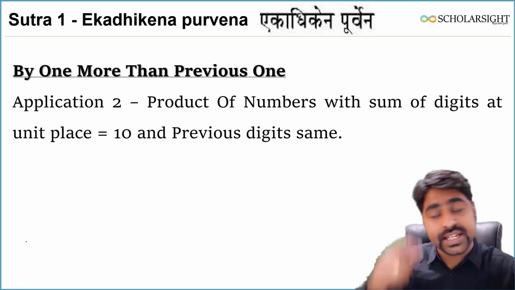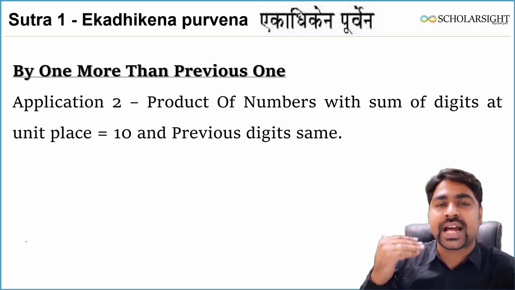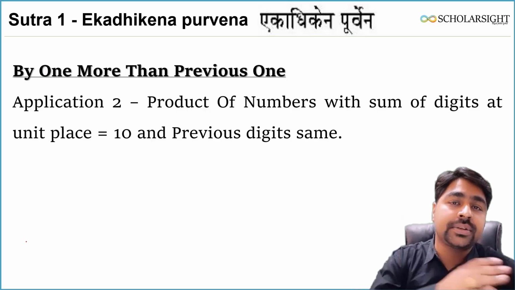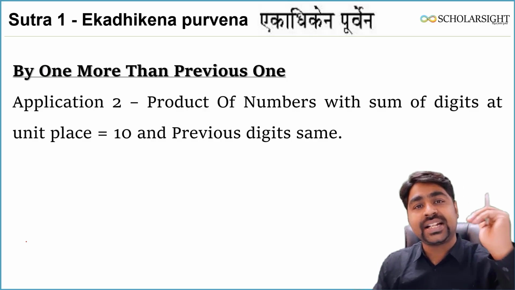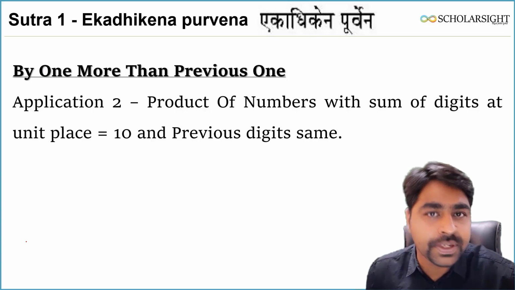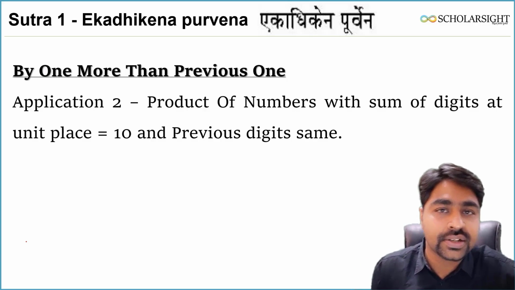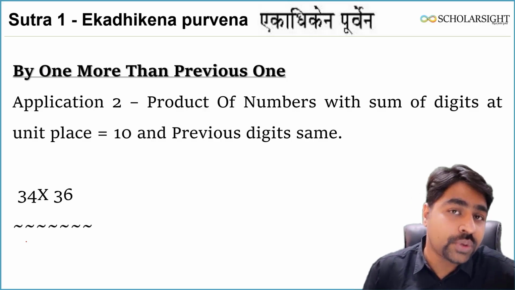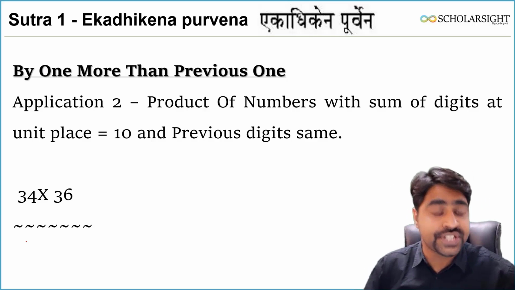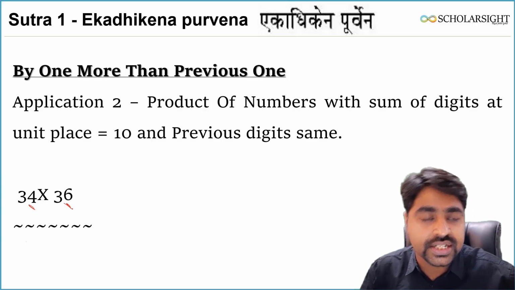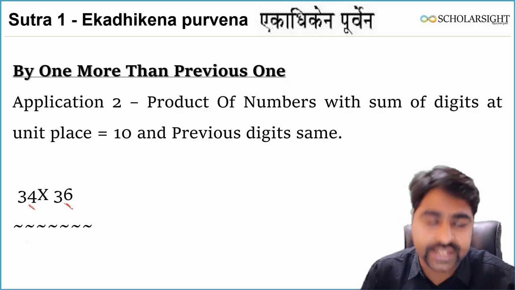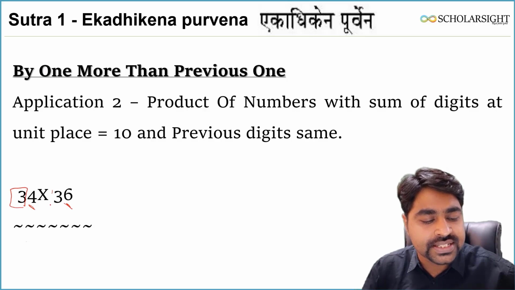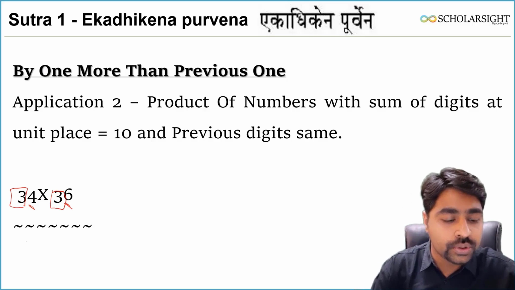When the second application says that the sum of the digits at the unit place should be equal to 10 and all the other places should have exactly the same digits, in both of them basically, right? So the application says if I have to do a multiplication of 34 into 36, I need to check that the unit digit summation is supposed to be 10. Yes. So is it 10? Yes, it is. And the rest of the digits are same? Yes, they are. So what you need to do?